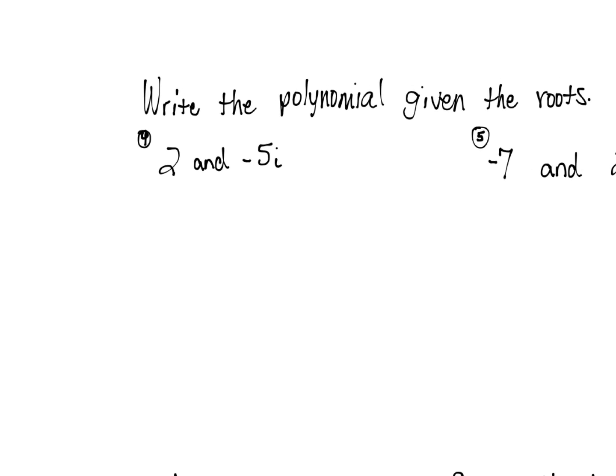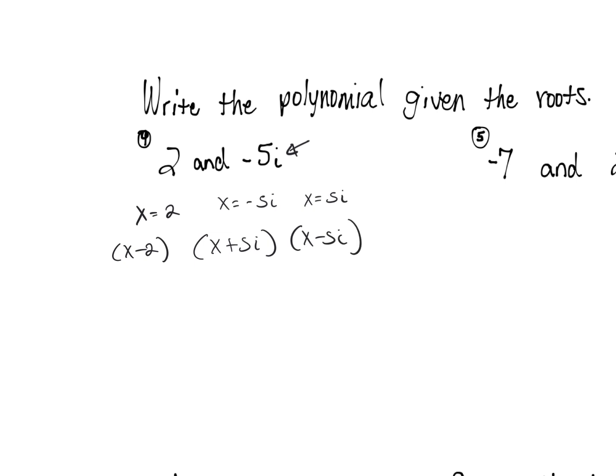So remember, this is a conjugate because we have an i. So we're going to get x is equal to 2, x is equal to negative 5i, and x is also equal to positive 5i. So that means we're going to have x minus 2, x plus 5i, and then x minus 5i. So my solution, I'm going to just write P of x. That's what we've been using for the whole note, so I'm just going to keep it. We're going to have x minus 2, x plus 5i, and x minus 5i.